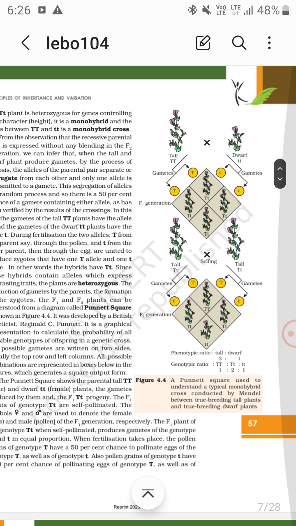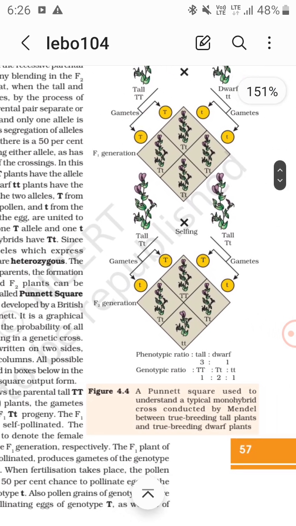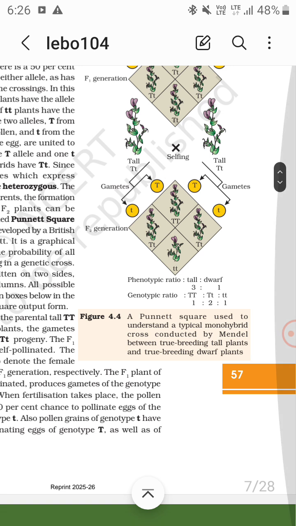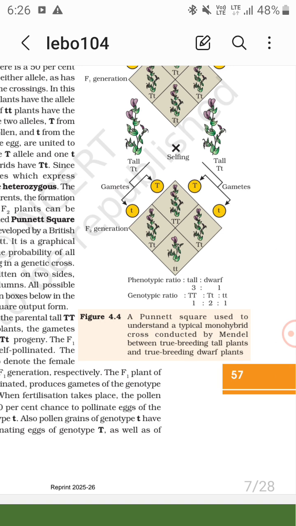You can see the monohybrid cross phenotypic ratio is tall to dwarf, that is 3 is to 1. Then the genotypic ratio, capital T capital T, capital T small t and small t small t, that is 1 is to 2 is to 1. A Punnett square is used to understand a typical monohybrid cross conducted by Mendel between true-breeding tall plants and true-breeding dwarf plants.